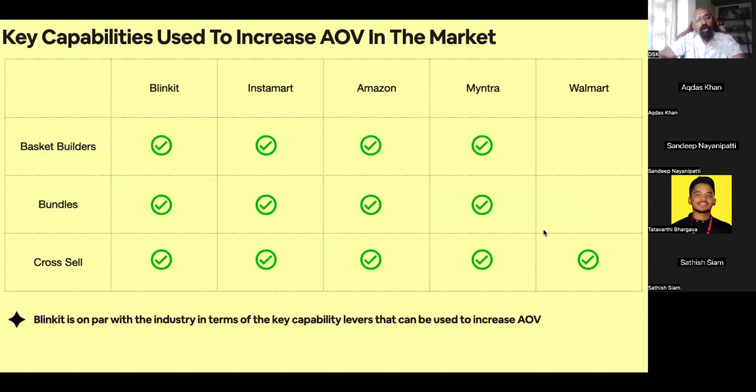What we noticed as a function of this exercise was basket builders, bundles, and cross-sell seem to be done at parity across all companies. So for BlinkIt as a company, we can safely conclude that we are on par when it comes to the key levers that are traditionally used for increasing AOV, such as basket builders, bundles, and cross-selling.